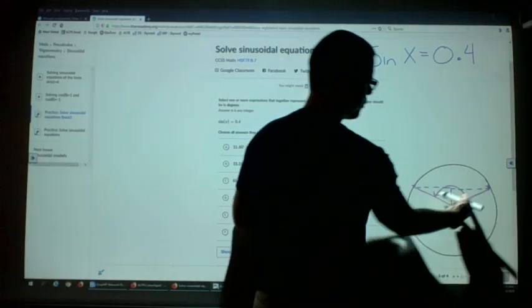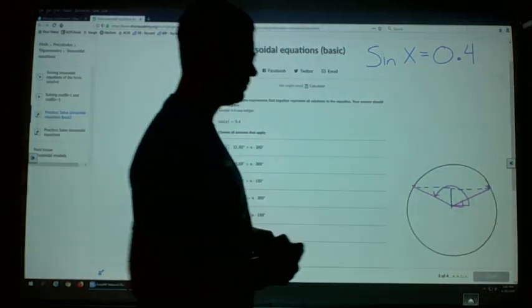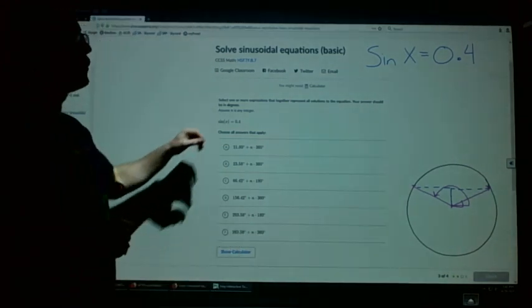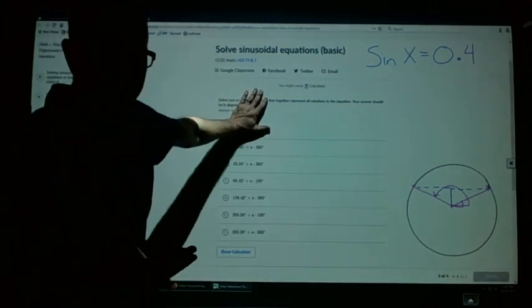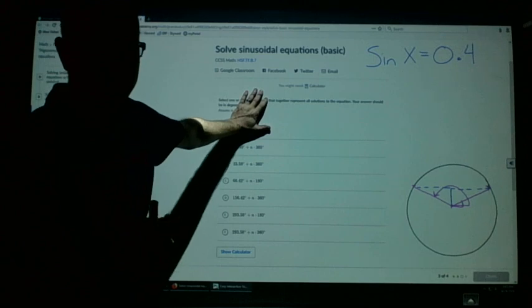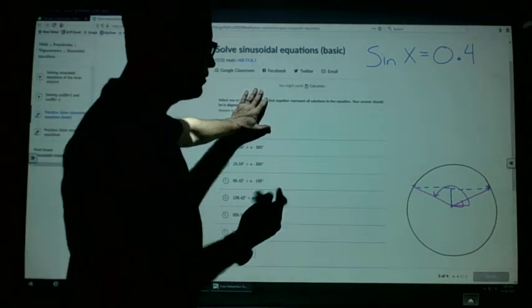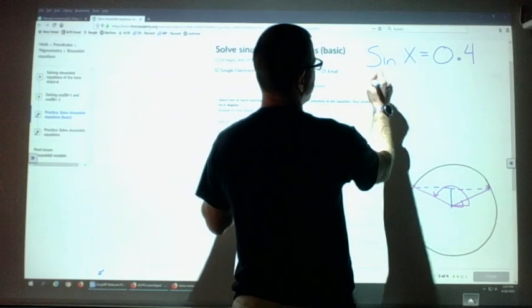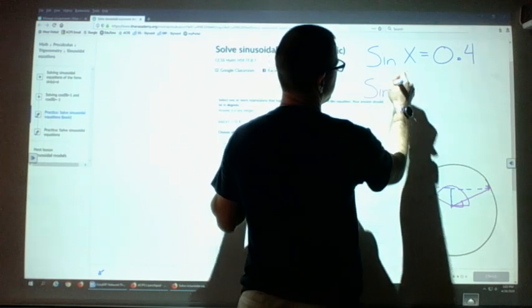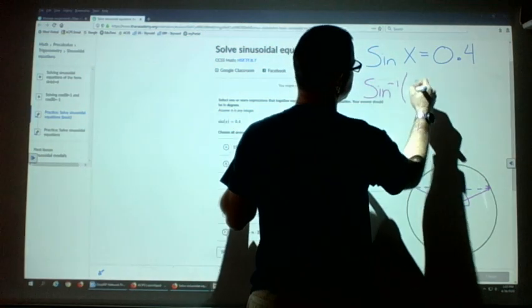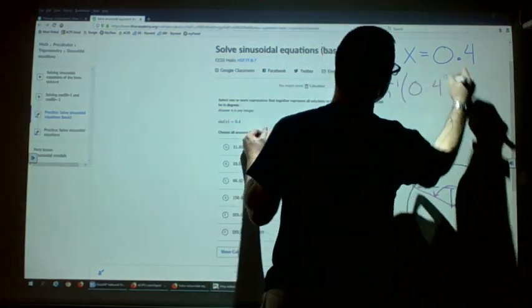So we have an angle here, first quadrant, and one in the second quadrant. 0.4, not on the unit circle, not one of the ratios that we memorized. So we're going to use our calculator. We'll do the inverse sine of 0.4.